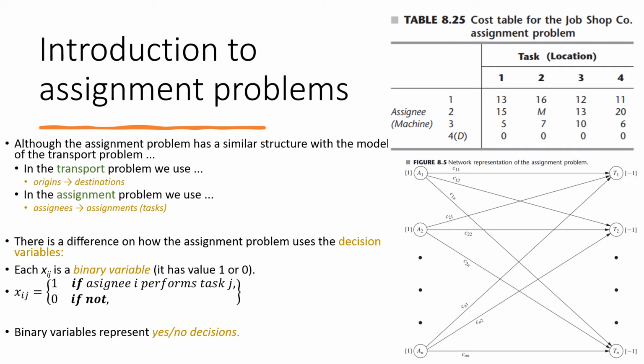Although the assignment problem has a similar structure to the transportation problem model, we have different mathematical models. In the transportation problem, our mathematical model is from origins to destinations, while in the assignment problem, the mathematical model is assignees to assignment tasks. Now, the main difference in how the assignment problem uses decision variables is that they are binary. That means they either have a value of 1 or 0, and they represent decisions such as yes or no.